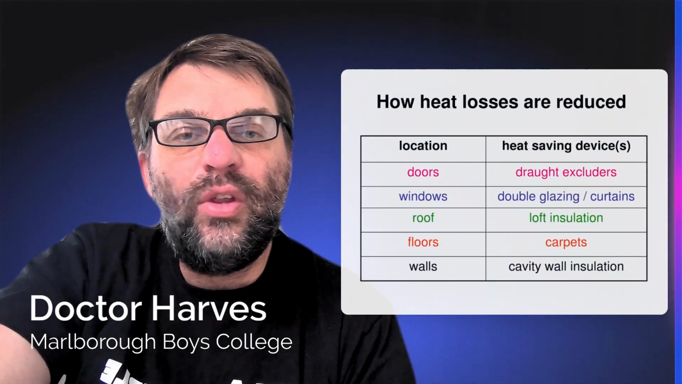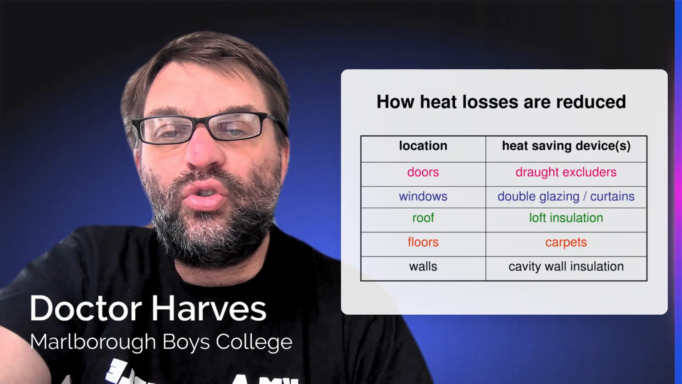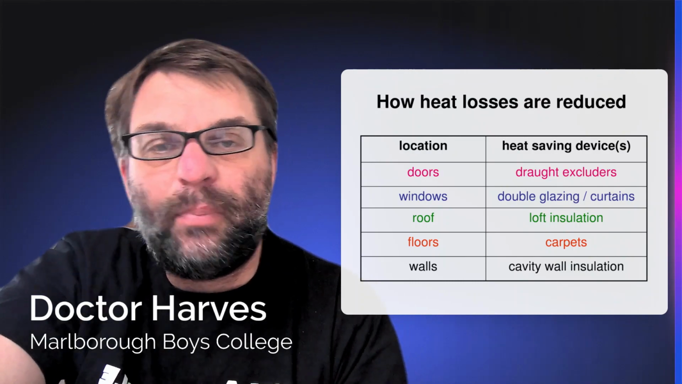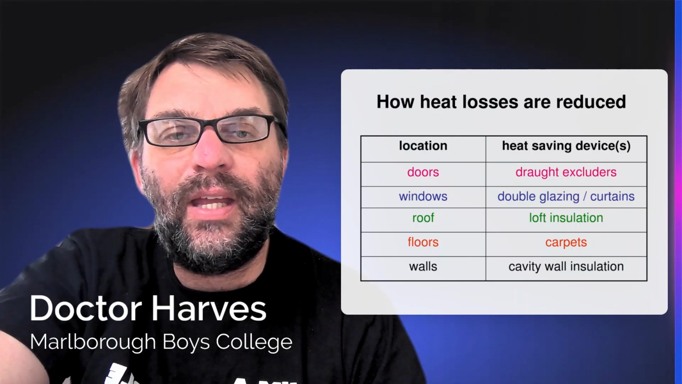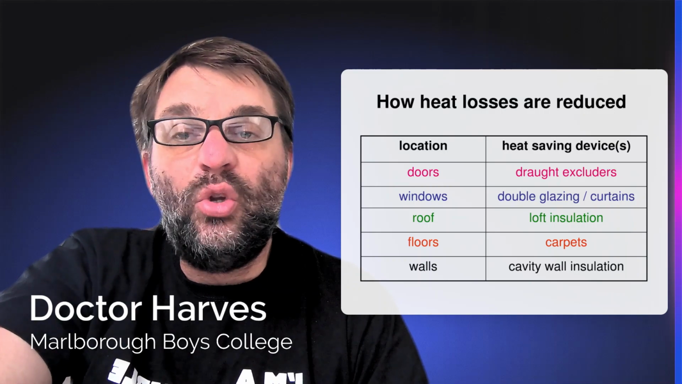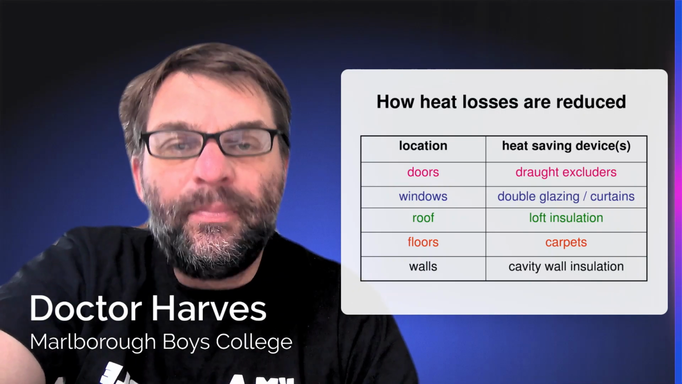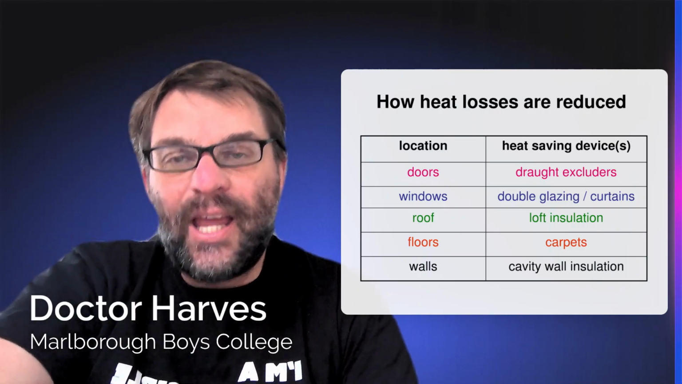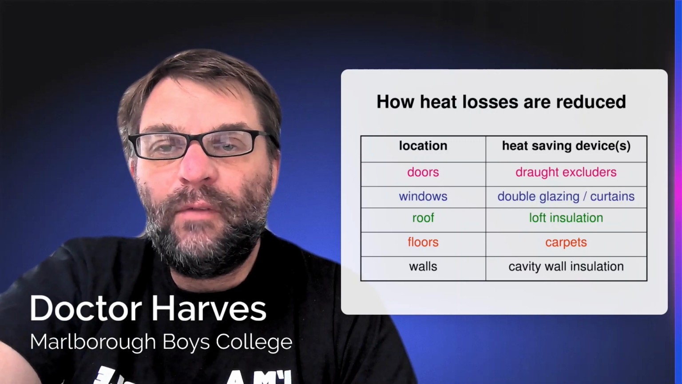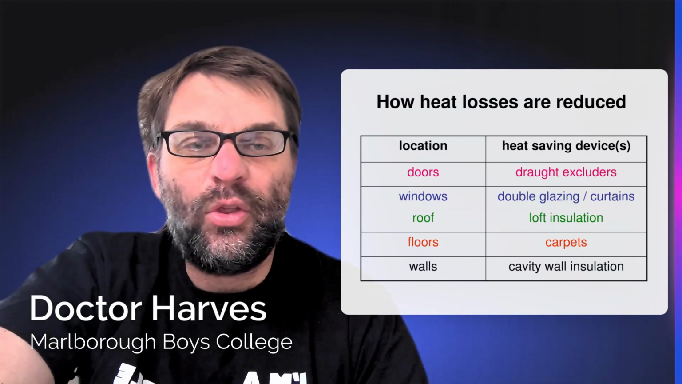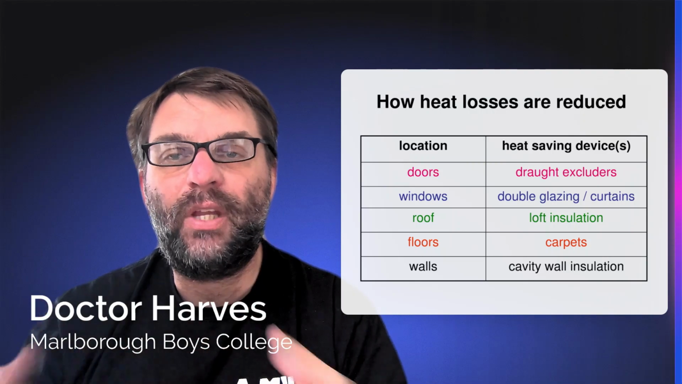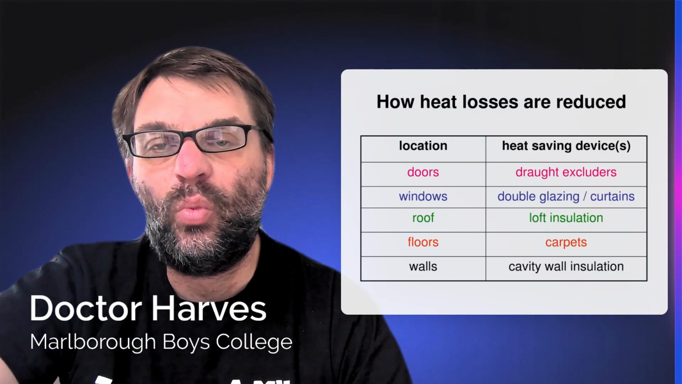So basically the way to do that for the doors, you can use draft excluders, basically at the bottom of the doors to stop air getting in and out. Windows can use double glazing and curtains. The roof can use insulation, like pink bats. Floors can have carpets, and the walls can have insulation inside the walls themselves, inside the wall cavity.